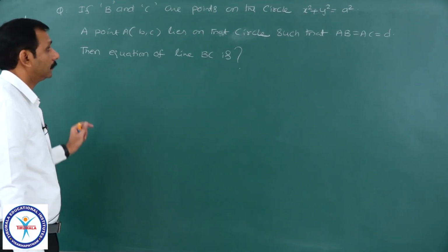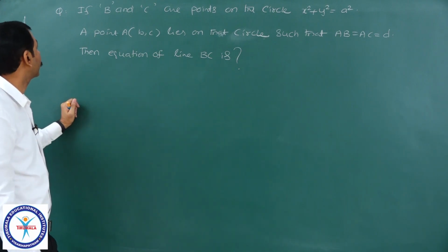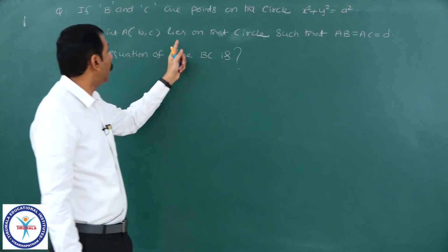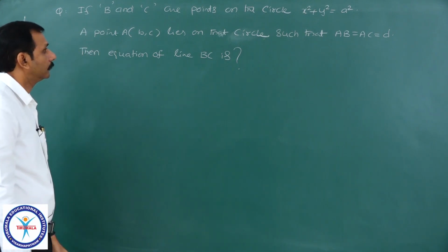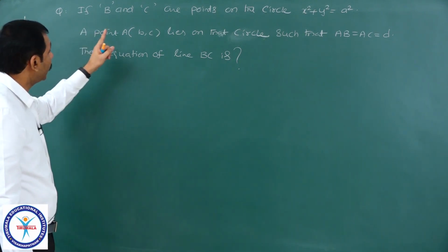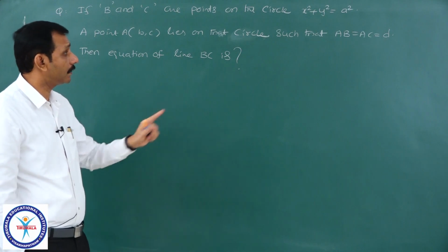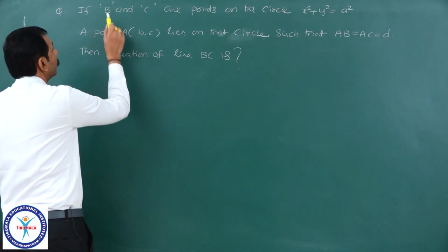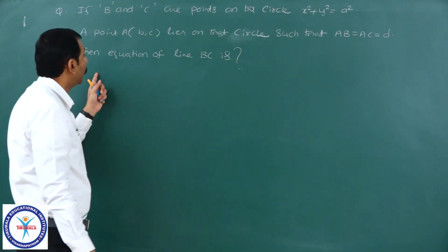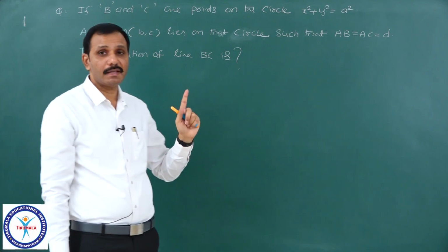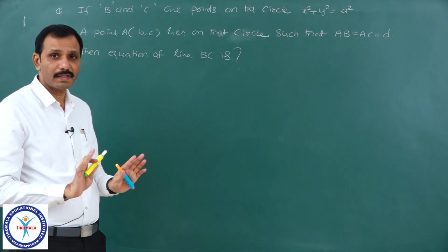Another very important model. Look here. Of course, mostly we are discussing all important models. If B and C are points on the circle x square plus y square equal to a square, and a point A, B comma C, lies outside that circle such that the distances from A to B and A to C are equal and equal to D, then the equation of line BC is, I am telling you, a very important model this one, please concentrate here. Of course, very simple one.